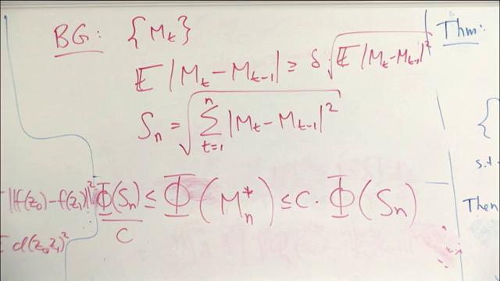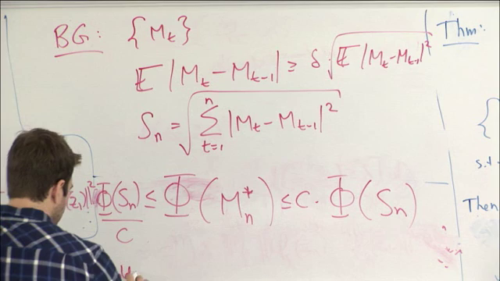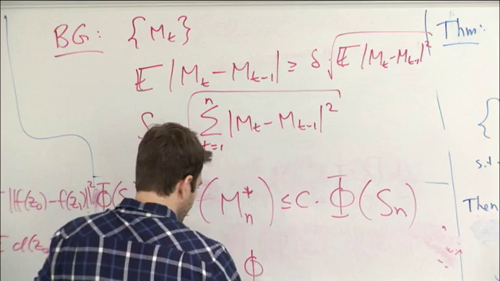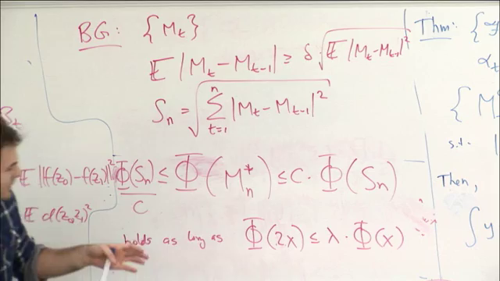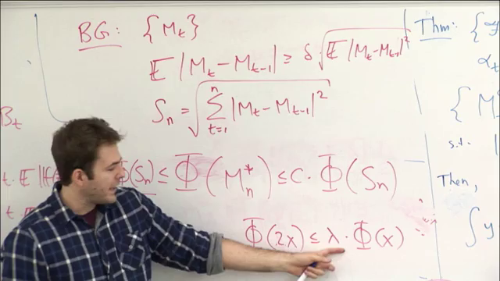And what kind of functions can you use? This holds as long as phi is doubling. There's a quantitative argument here. You assume phi is doubling with some constant lambda, so when I double the argument, the value goes up by a factor of lambda. That gives me some constant c lambda such that this holds.